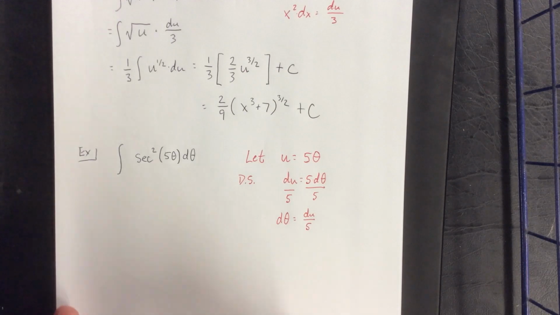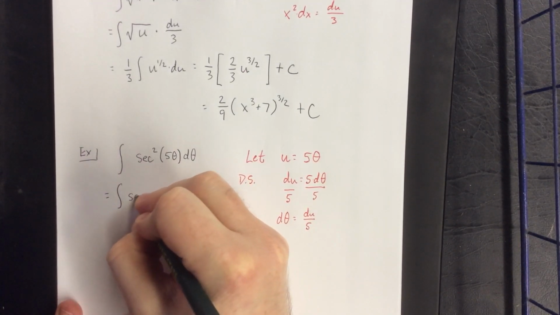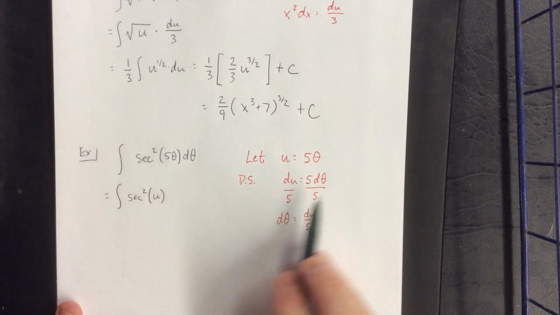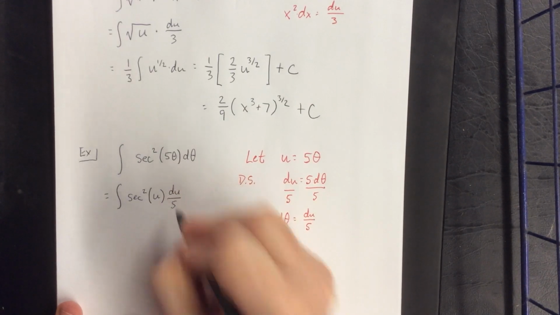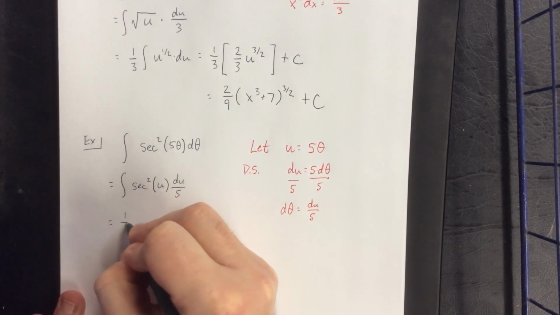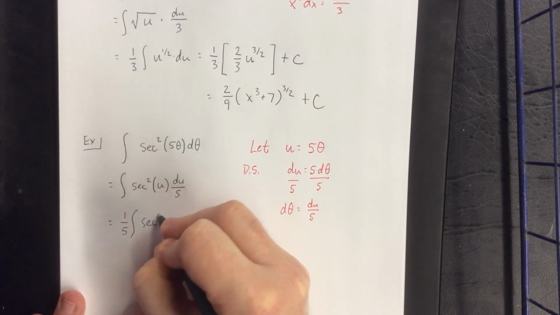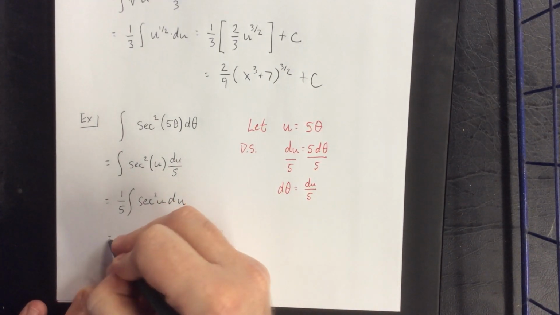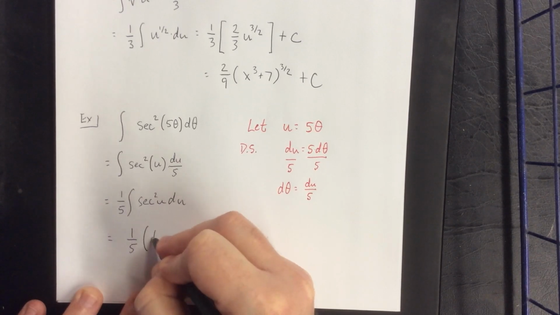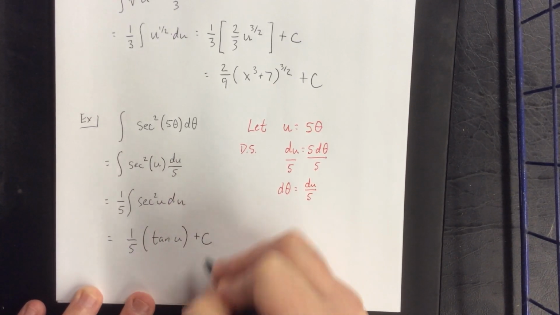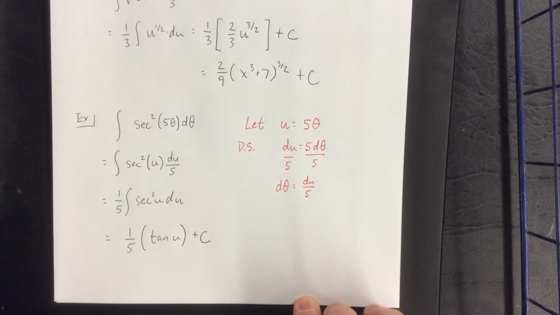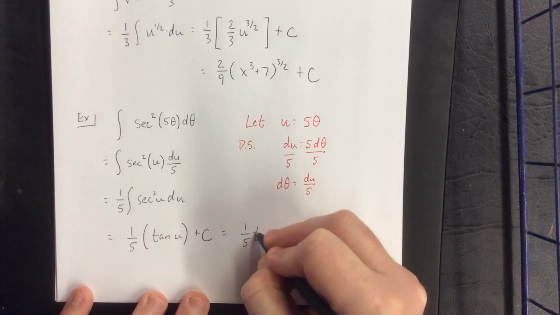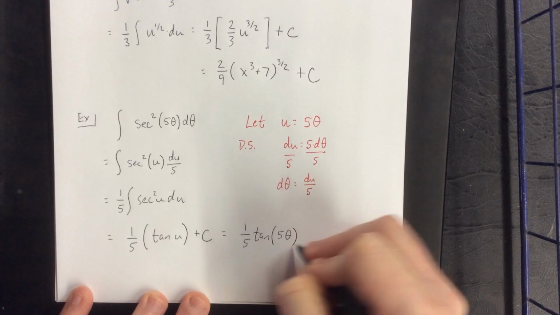Then I'm at liberty to make a couple of substitutions here. The secant squared of 5 theta will change into the secant squared of u, and the d theta will be substituted with du over 5. That du over 5 can be thought of as 1/5 times our integral. Secant squared does have a nice basic form for an antiderivative, and that'll be the tangent of u plus a constant. Now would be the time to substitute back. So this will be 1/5 times the tangent of 5 theta plus a constant.